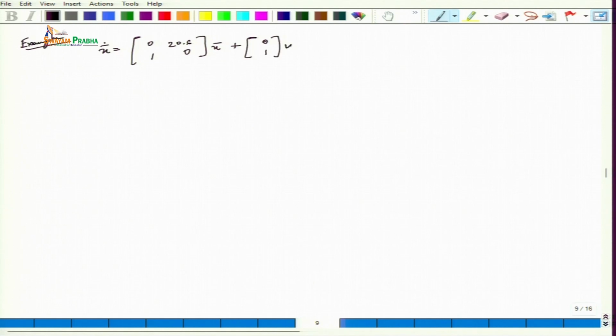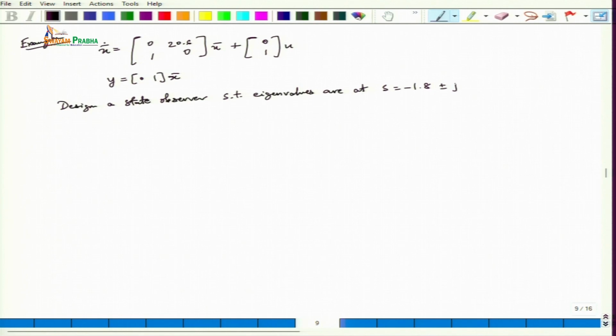So let us take this plant as system. The plant is represented by this state space equation, and we want to design a state observer such that the eigenvalues are at s equal to minus 1.8 plus or minus j 2.4.